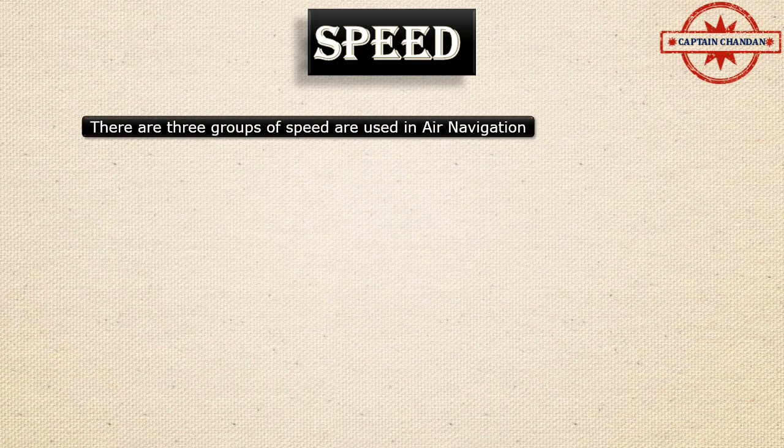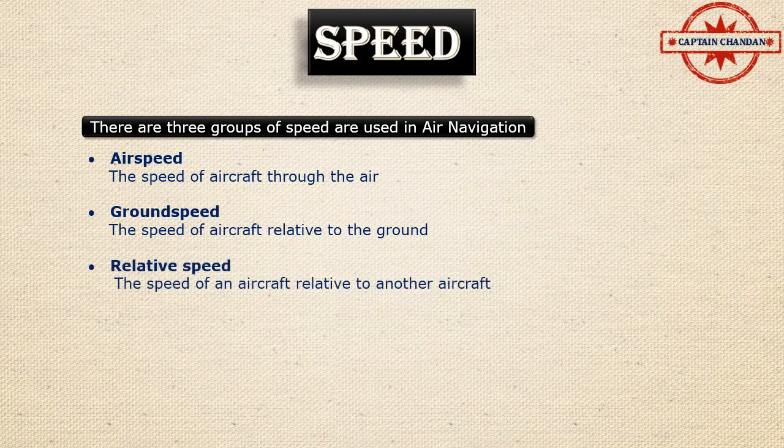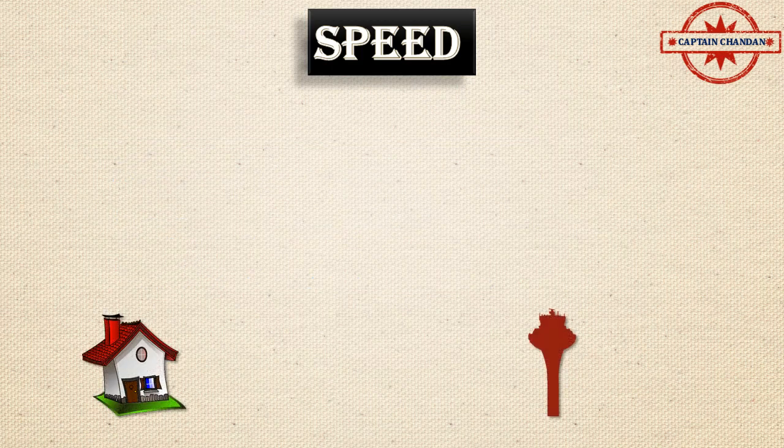There are three groups of speed used in air navigation. First, air speed, the speed of the aircraft through the air. Second, ground speed, the speed of the aircraft relative to the ground. Third, relative speed, the speed of an aircraft relative to another aircraft. We'll take an example so that it will be easy to understand.